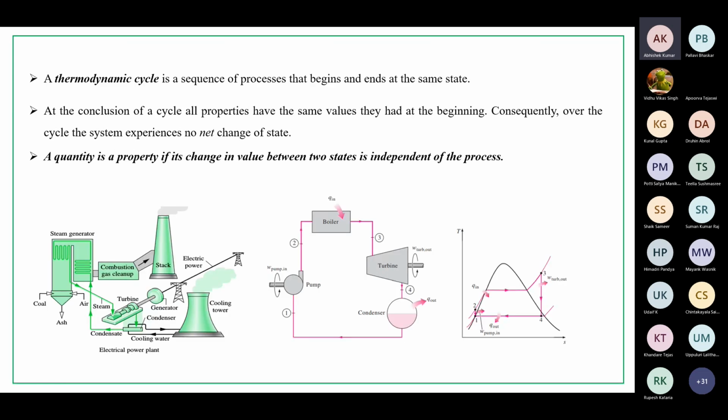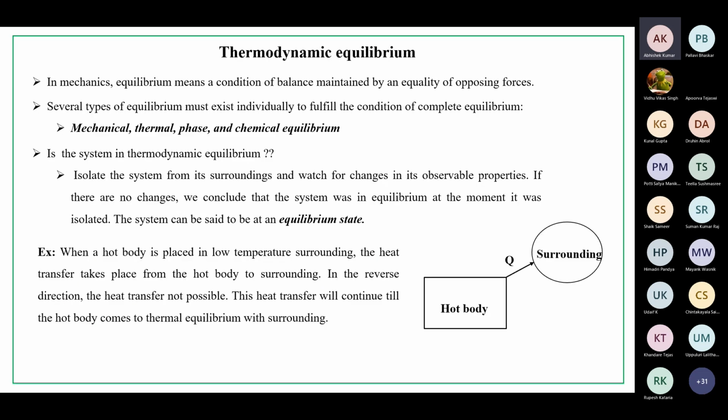So what all we have seen so far? System, different types of systems, and properties and states and cycle. Now, equilibrium. What is equilibrium? In case of mechanics also, you might have seen.